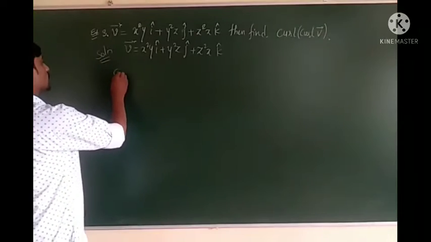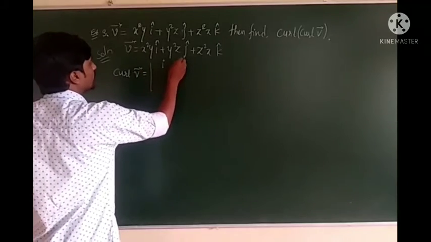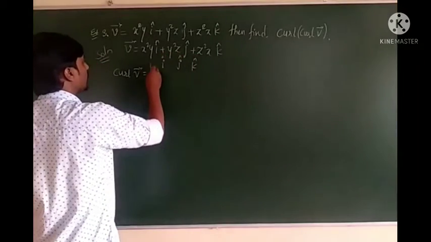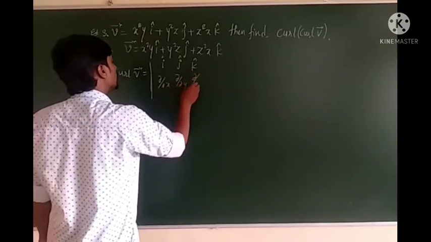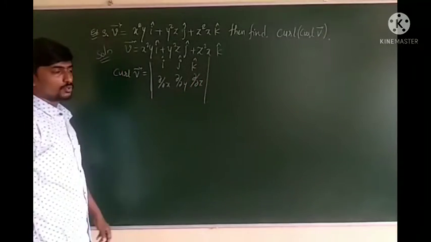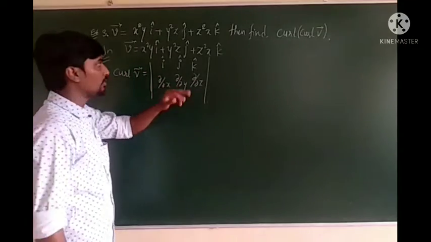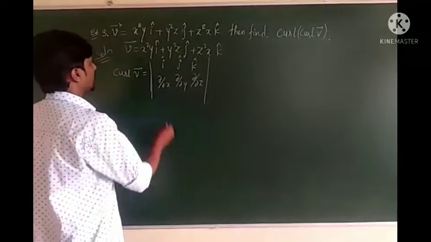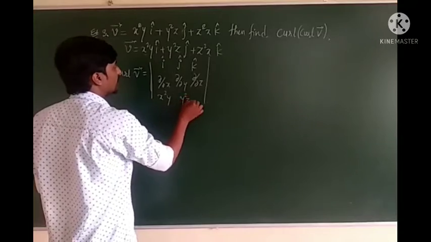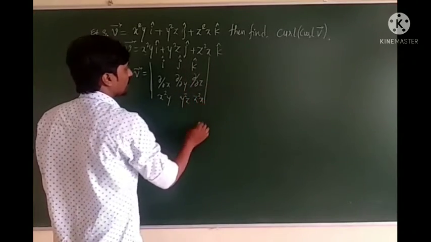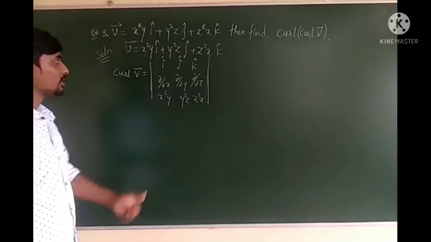The curl of vector v is given by the determinant with i, j, k, then ∂/∂x, ∂/∂y, ∂/∂z. Next, instead of f1, f2, f3, in this case we have v1, v2 and v3, so I will write the values of v1, v2, v3 directly. This is the v1 value, x square y, this is y square z, and here we have z square x. Now expand the determinant.